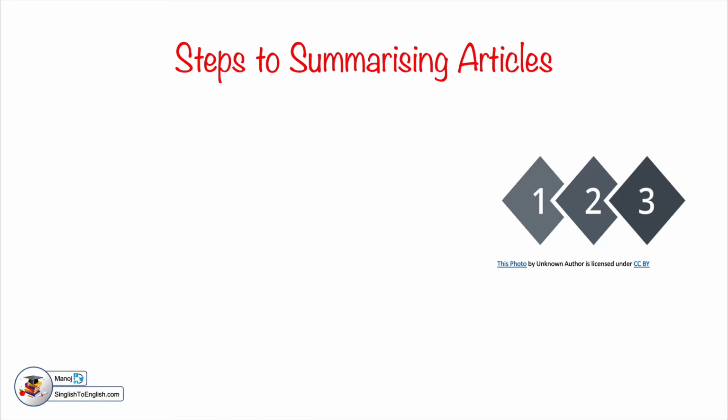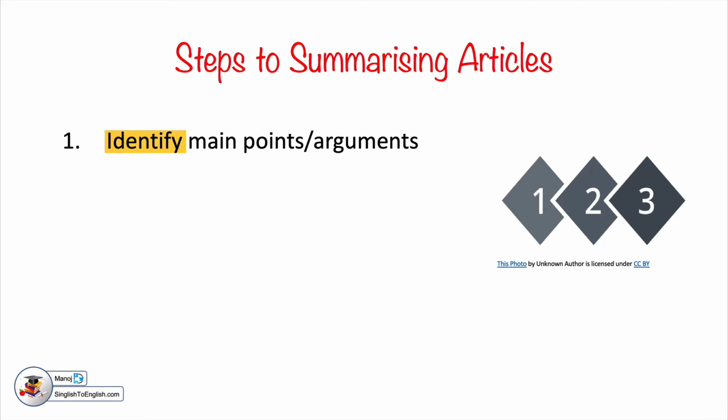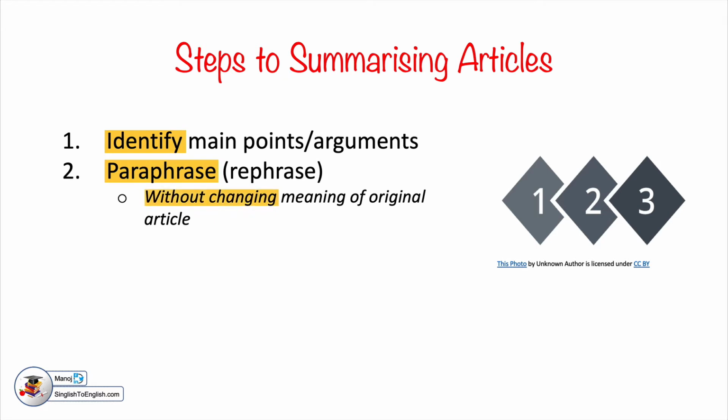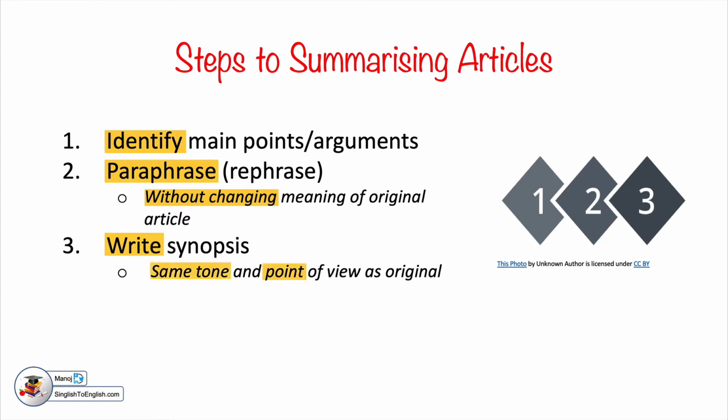There are 3 steps to summarizing an article. 1. Identify the main points and/or important arguments. 2. Paraphrase the points in your own words without changing the meaning of the original passage. And 3. Write the summary as a clear synopsis of what the author said in the same tone of language and point of view. Let's get into the steps in detail.